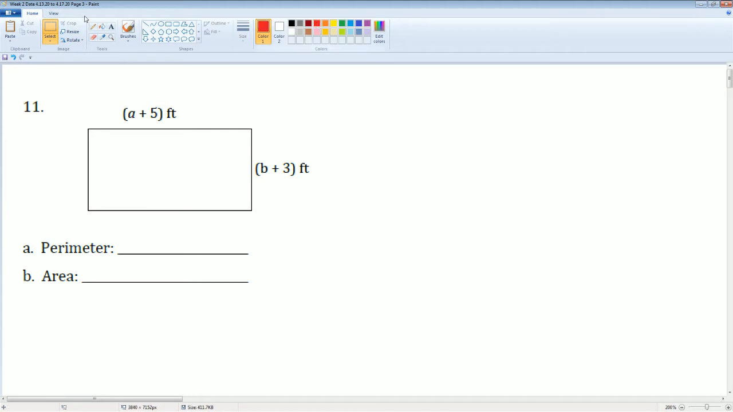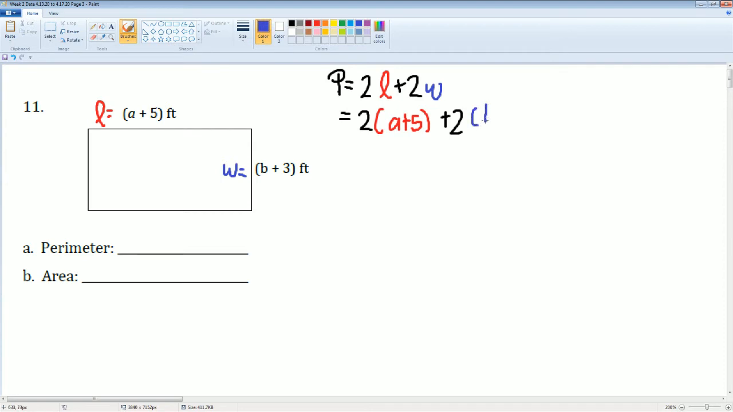Let me color code it for us here. The length is going to be a plus 5, and our width, in blue, is going to be b plus 3. Our first one is the perimeter, which is 2l plus 2w. Let's color code that: 2 length plus 2 width. Now all we do is make the substitution: 2 times (a plus 5) plus 2 times (b plus 3).